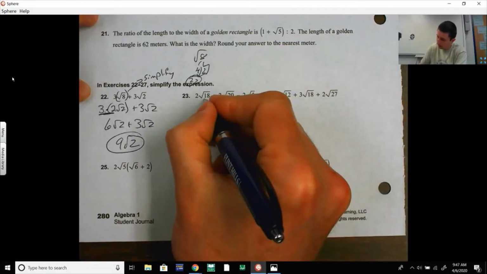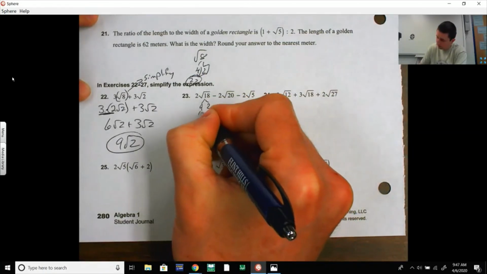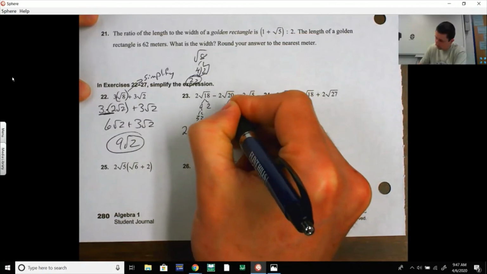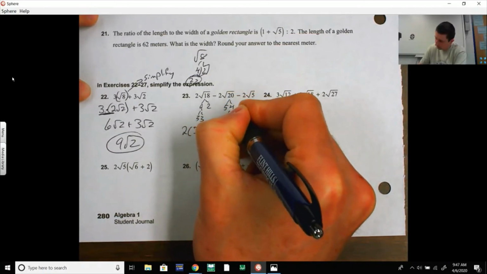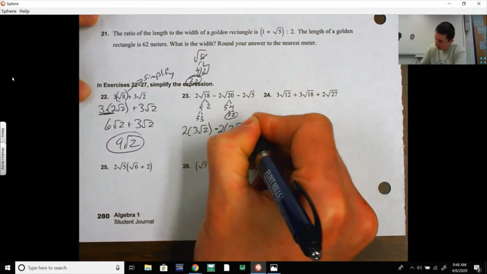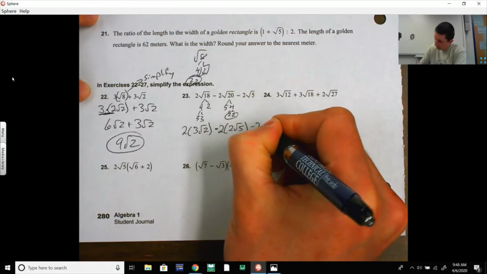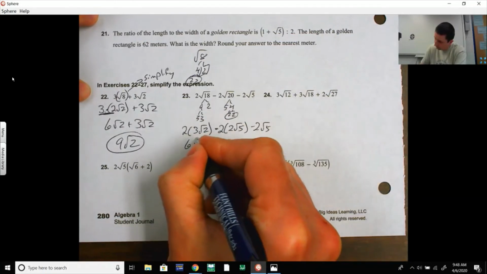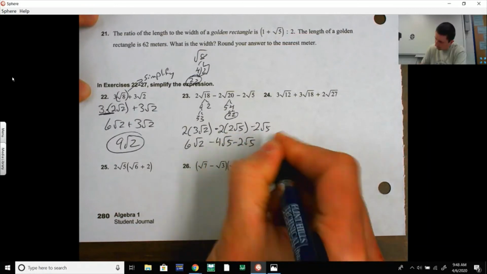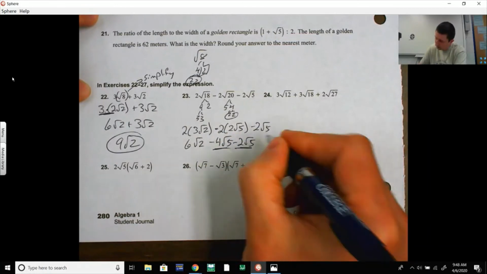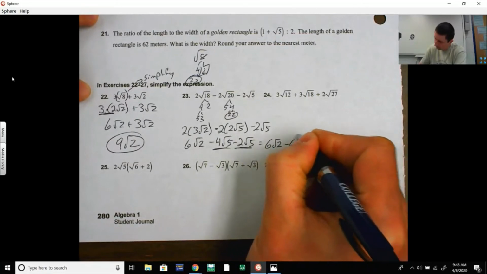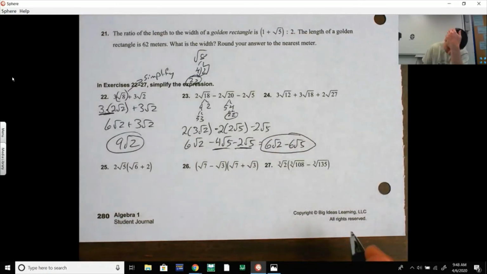Okay, so all of these, you need to break these down first. So this is 2 times 3 root 2, 5 and 4, 2 and 2, minus 2 times 2 root 5, minus 2 root 5. So I get 6 root 2 minus 4 root 5 minus 2 root 5. So these right here, those are the ones that go together. So I get 6 root 2 minus 6 root 5. That'd be the answer.